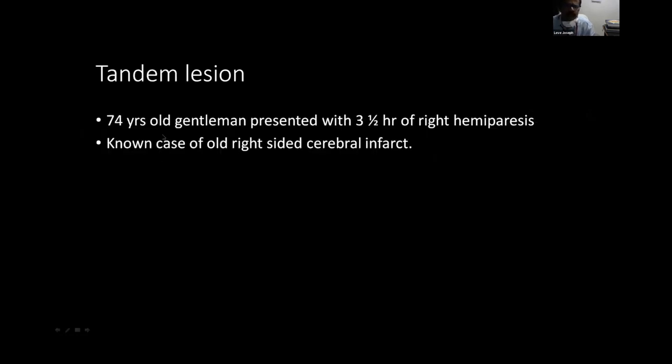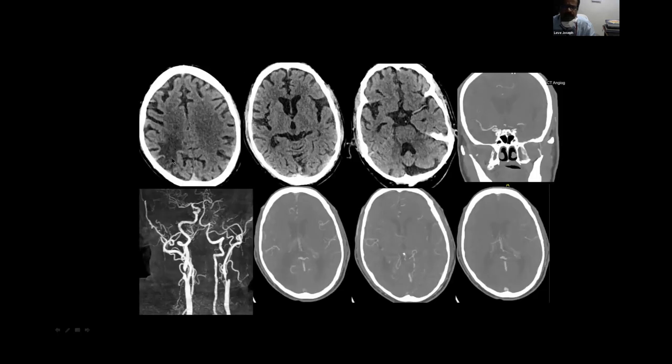Okay. This is another case. An elderly gentleman presented with 3.5 hours of right hemiparesis. This patient had a CT already. Old infarcts are being seen on the other side also. So by now you would have guessed that the left ICA is not seen beyond the arch. So can we take it that the left ICA is occluded? What about the circle of Willis? Any idea from these images?